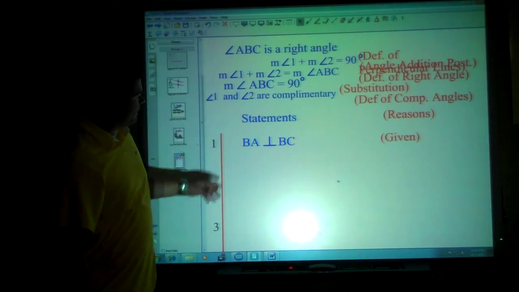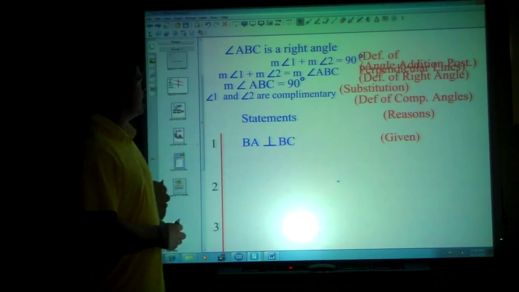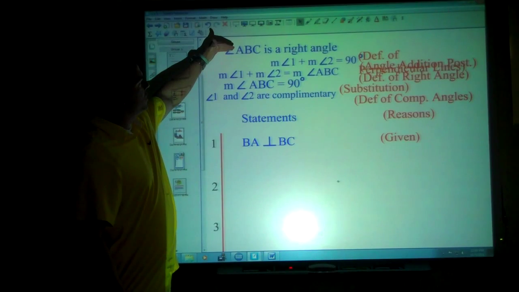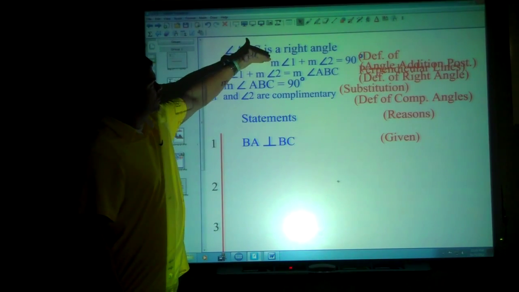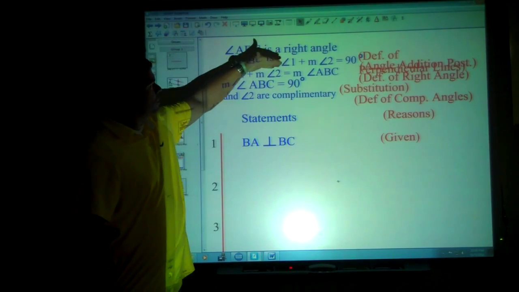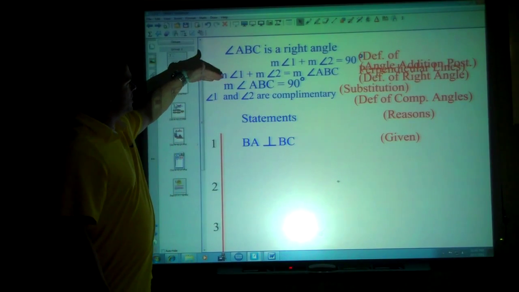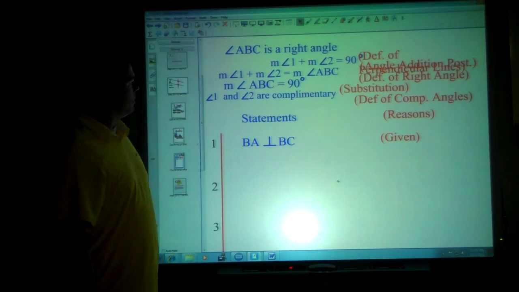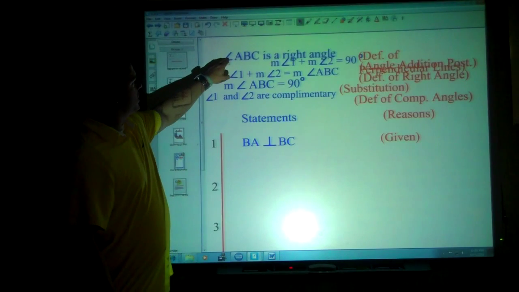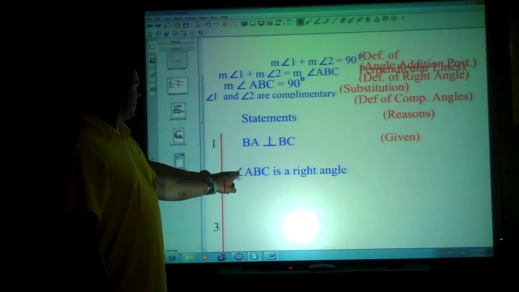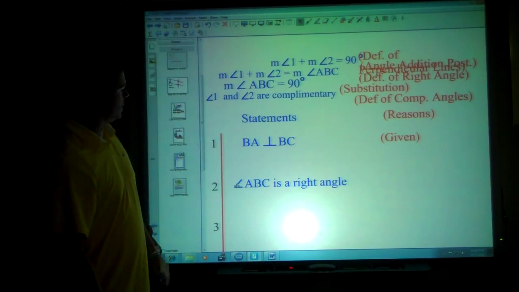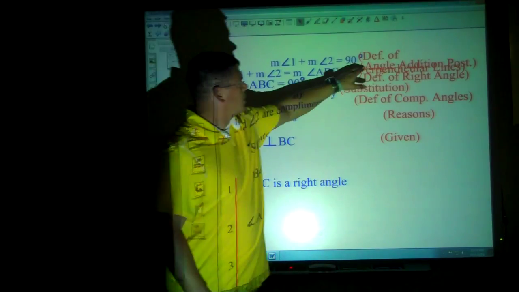Next, the fact that I have perpendicular lines. I've got a choice of ABC is a right angle. I've got these two measurements equal 90. I've got these two measurements equal angle ABC. Measurement of ABC. Another one here. I've got these two are complementary. I think my best option is to say that I have ABC as a right angle. So my choices got a little messed up here.